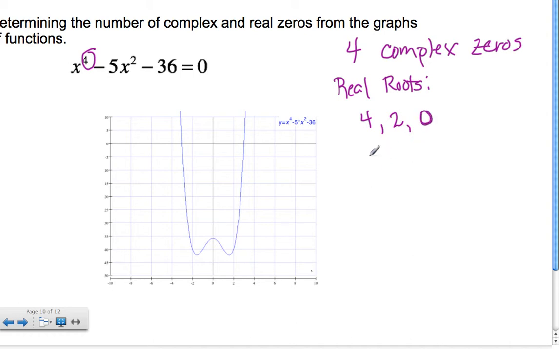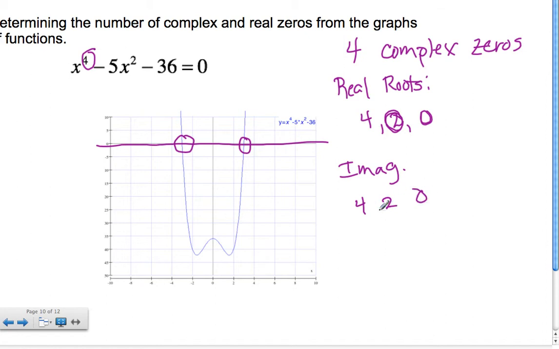If I look at the graph of this, here's my x-axis. It crosses the x-axis twice, so I know that it has 2 real roots. The number of imaginary roots it can have is also going to be 4, 2, or 0. But because I looked at the graph and figured out that it had 2 real roots, that means it's going to end up having 2 imaginary.